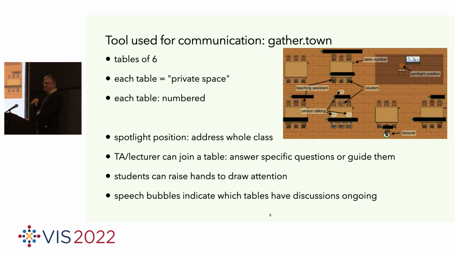And each table is a private space, which means you can talk to the people at that table, but you would not hear people that are not at the table, and vice versa. Each table has a number. There's also a spotlight position behind the lectern. If you go there, everyone in the room can hear you, so not just people close to you, and also including the people at the tables.